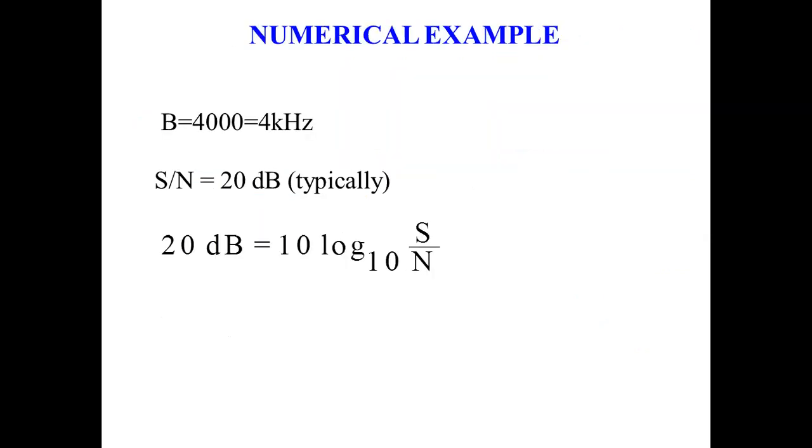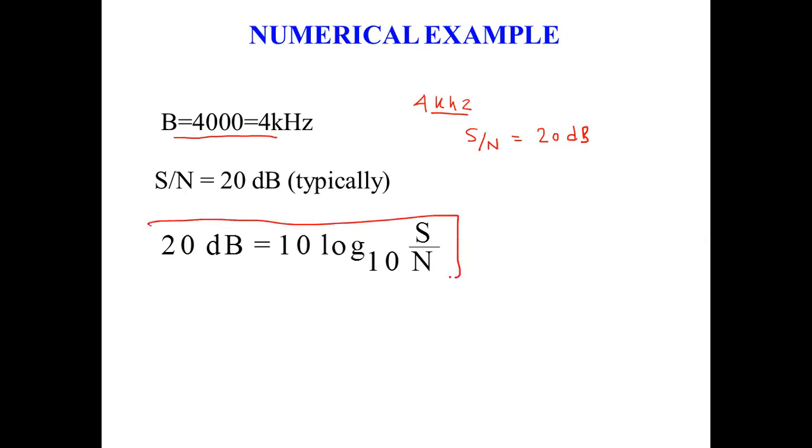Now see, there is an example here which mentions that we have a bandwidth. The B value it is giving us is 4000 hertz, which can be expressed as 4 kilohertz. And it is saying that the signal to noise ratio is 20 dB.